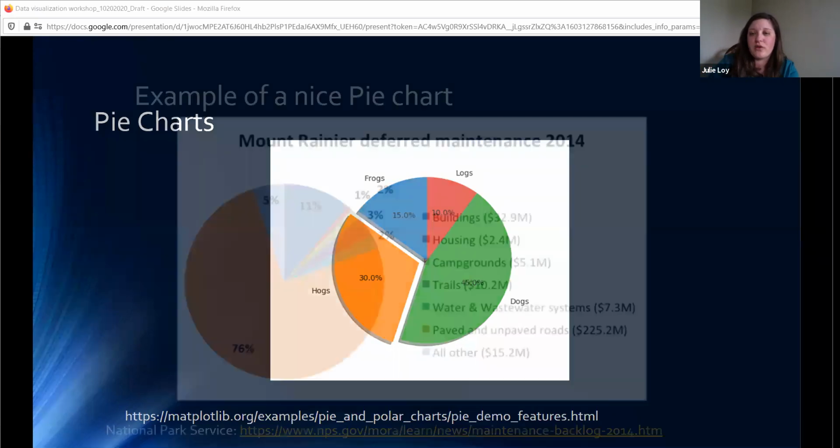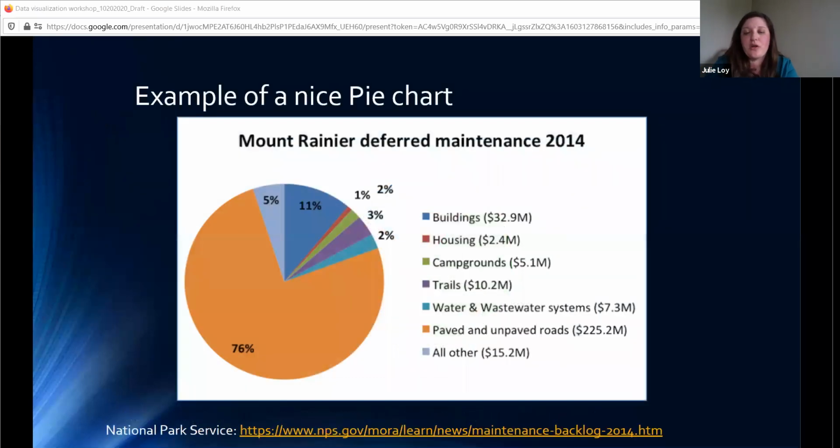Okay, next. So here we go. Here's a good example of, again, that large area, and it's going to show parts of a whole by representing 100%, but also looking at various things, for example, Mount Rainier deferred maintenance. So it's all in the same category, but it's just looking at that part of a whole.